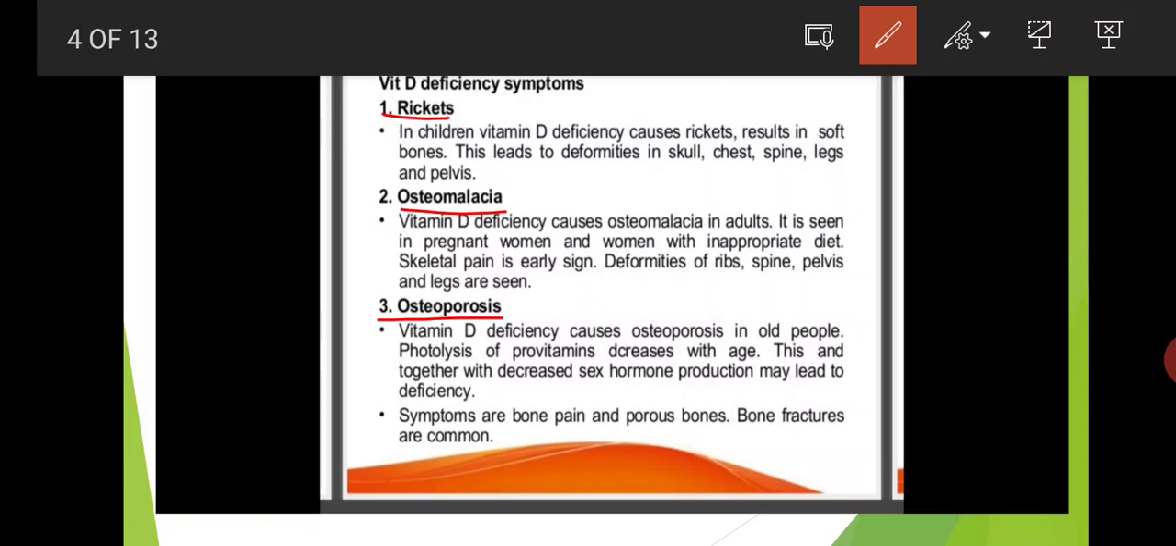Osteoporosis is generally caused in old people, and that is also due to the deficiency of vitamin D, because photolysis of provitamins decreases with age, and this, together with decreased sex hormone production, also may lead to the deficiency of vitamin D. Symptoms are bone pain, porous bones, and bone fractures, the common features of osteoporosis.